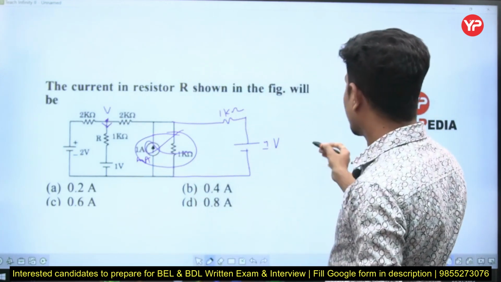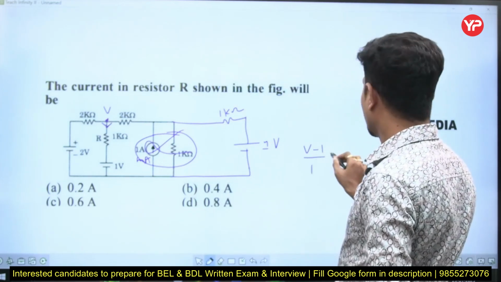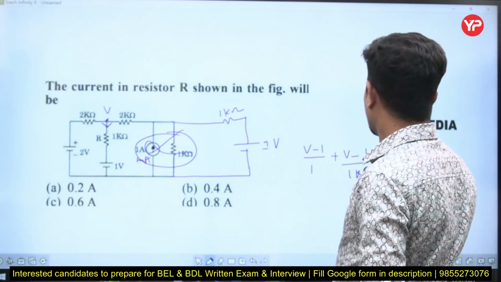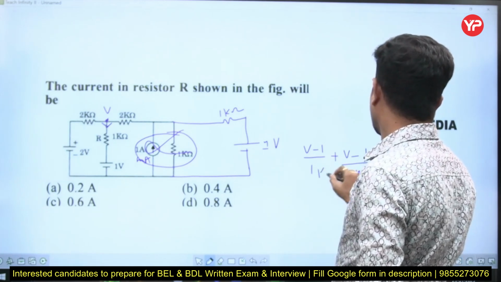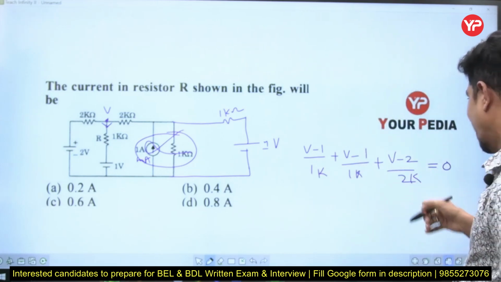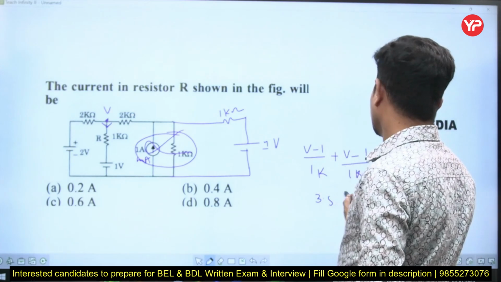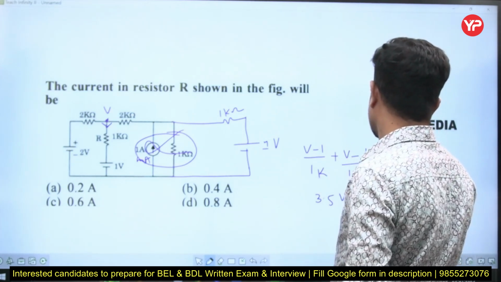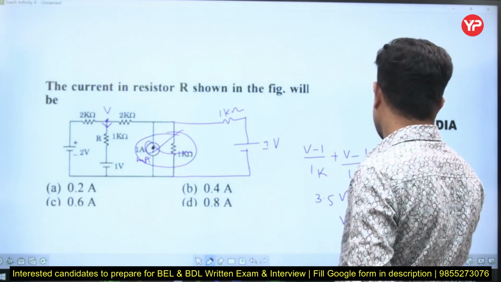I'm writing KCL. What is that? (V minus 1)/1K, I'm not writing that K, plus (V minus 1)/1K plus (V minus 2)/2K is equal to 0. So V plus V, 2V plus V/2. How much it is? 2 plus 1/2, 3.5V minus 1, 1, 2, 4. 3.5V is equal to 4. V is equal to 4 by 3.5. V is equal to what?